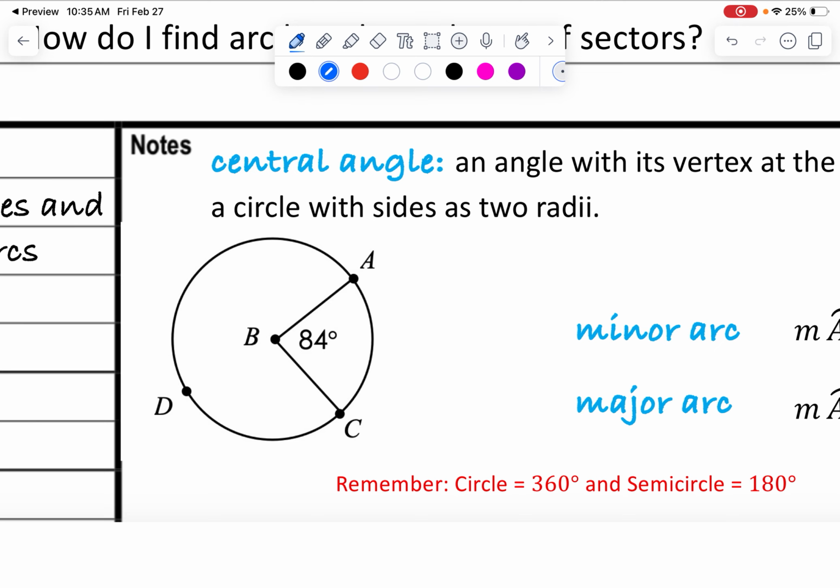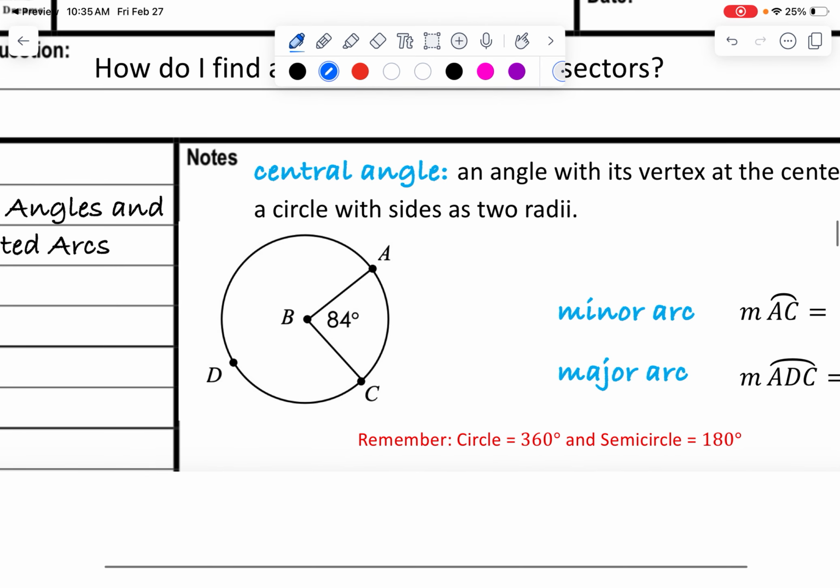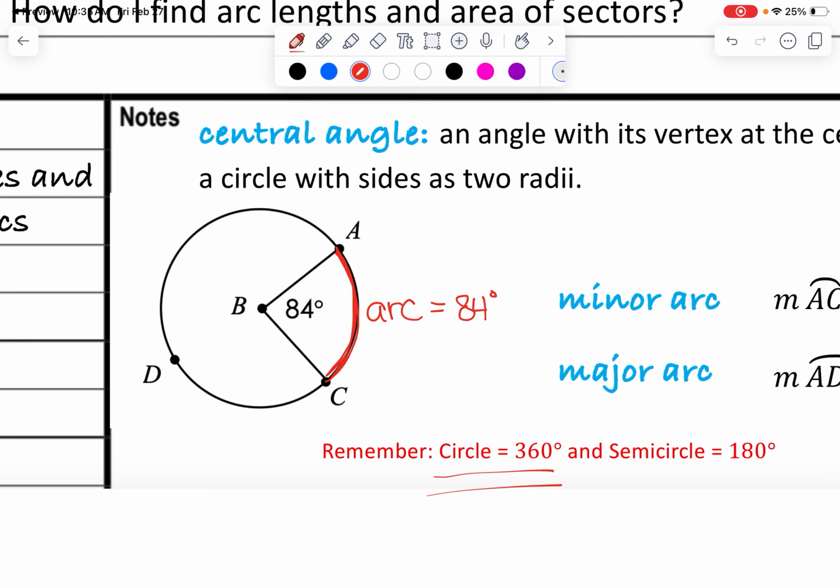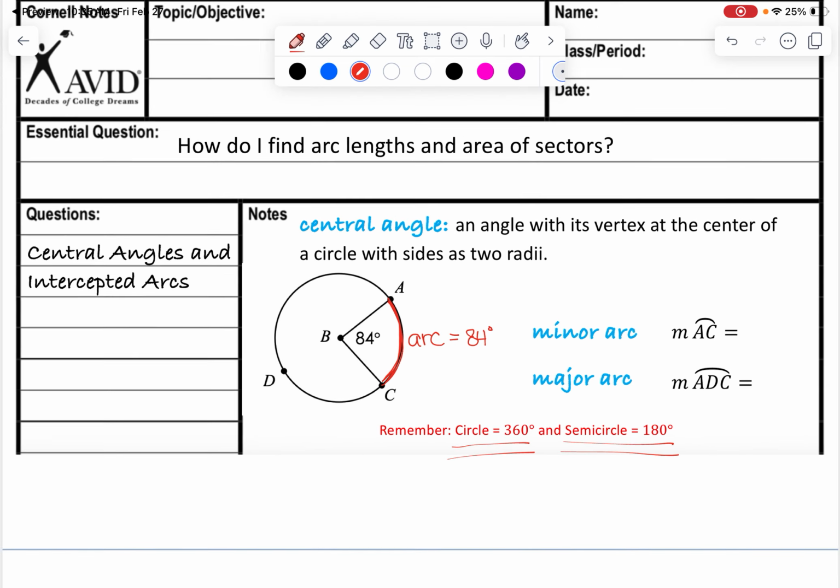One thing to note is that it intercepts an arc, and you'll notice this arc right here. That arc right there is the same as the central angle. So this arc right here is also 84 degrees. Remember, a circle is 360 degrees all the way around. A semicircle, which is half of a circle, then is 180 degrees. Those are 2 things hopefully you have already in your back pocket.